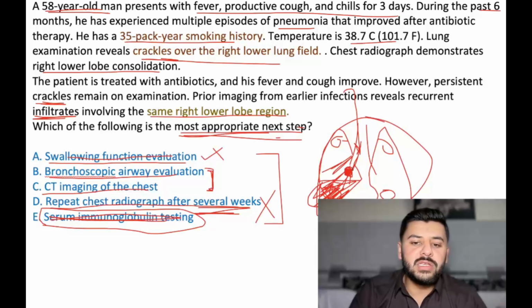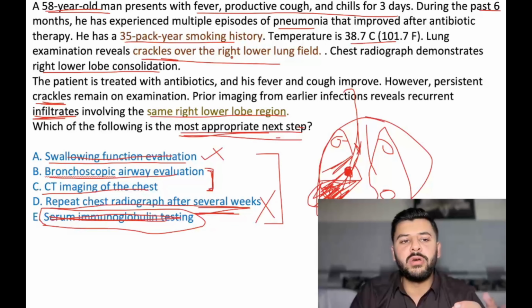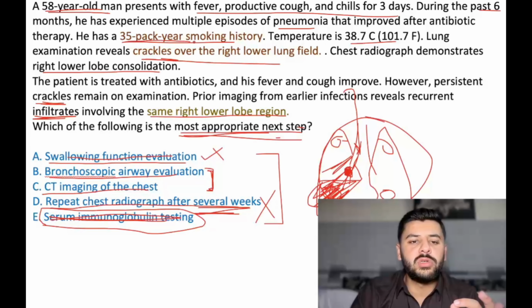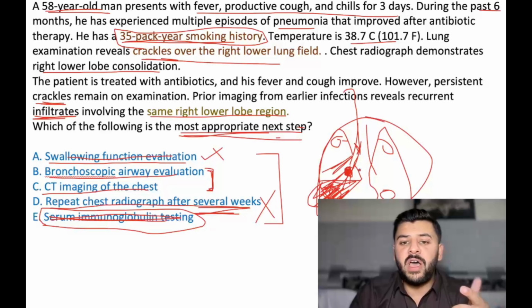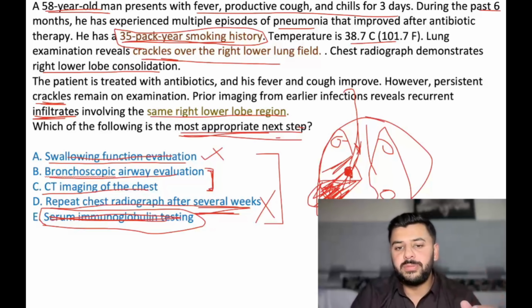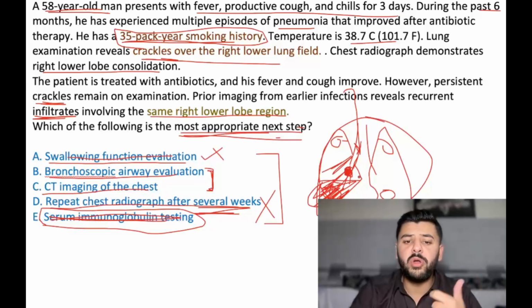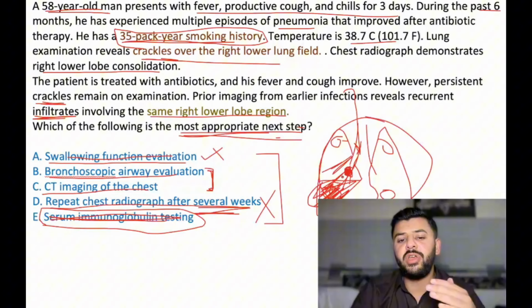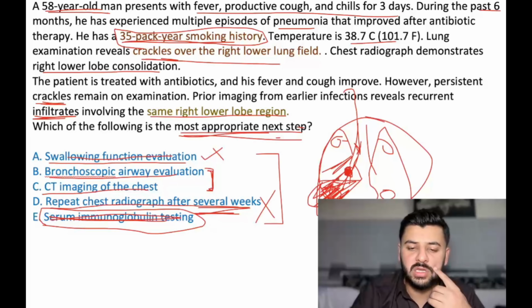Even if it's not stated, it is a neoplasm here because he has a 35 pack year smoking history. That's a giveaway, okay? That's a giveaway for lung cancer because smoking is the number one cause of lung cancer. We all know this. What are the other reasons that will cause pneumonia in the same lobe? Number one, neoplasm. Number two, bronchiectasis. Okay, if the tissues cannot remove, the cilia is not working, and the debris is not removed, so it's going to cause it in the same lobe.